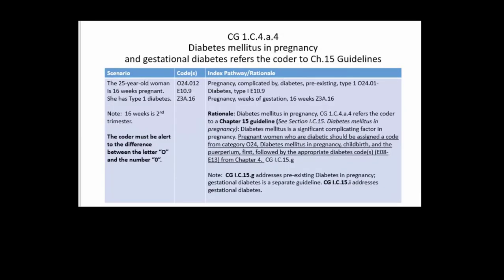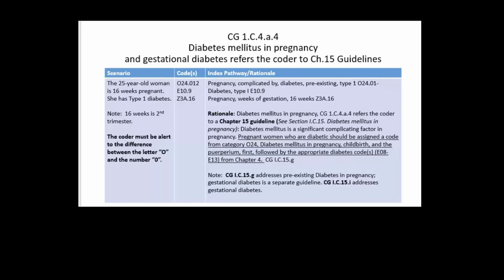The next guideline has to do with diabetes in pregnancy and diabetes that is gestational. Both of those conditions refer the coder to Chapter 15, which is the OB chapter in the code book. We won't spend too much time on this, but I wanted to at least introduce it and then know that you will often see codes for pregnancy complicated by whatever the situation is. And when you look at diabetes, there is an entry, a subterm for pre-existing type 1.